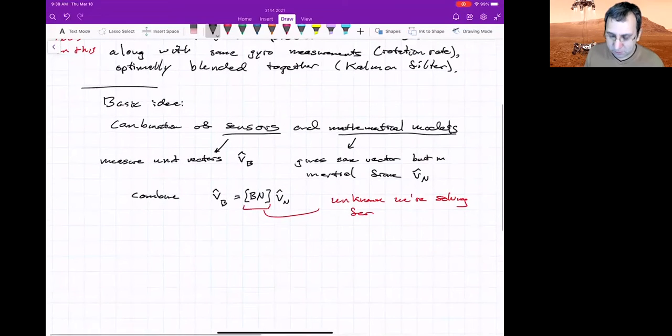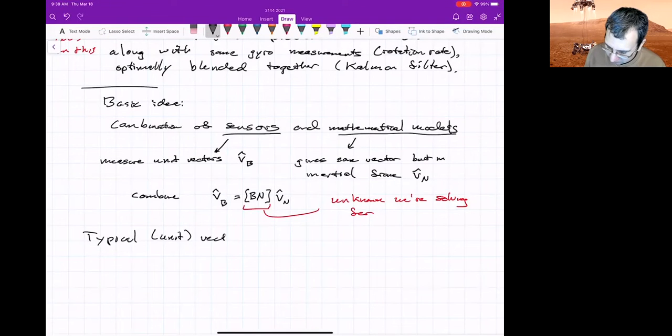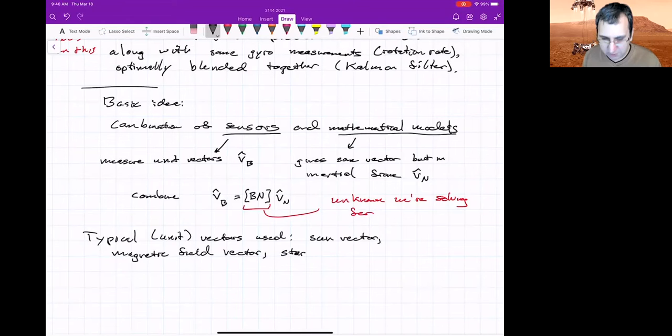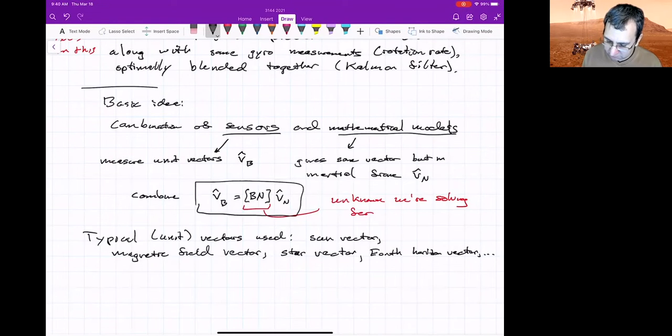What are some typical vectors used? We turn them into unit vectors because we only care about directions. The typical unit vectors used would be the sun vector and the magnetic field vector. There are also particularly bright stars that are known, and the star pattern around it, the vector to a particular distant star. There are also Earth horizon detectors, and maybe we could think of others. But the algorithm boils down to trying to solve this for that unknown matrix.